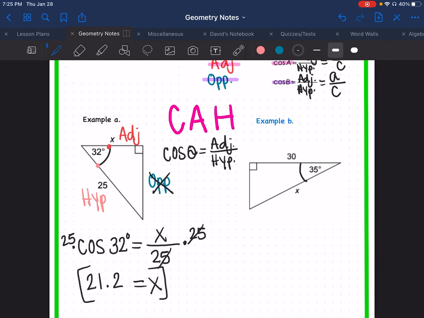Okay, that one was pretty easy. I just put it in my calculator. Let's take a look at the other one. X would be my hypotenuse.